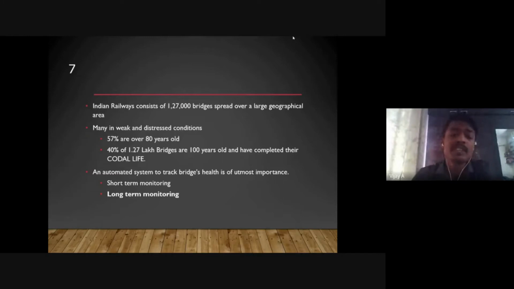For example, 57% of bridges are over 80 years old, and 40% of bridges are almost 100 years old and have completed their codal life. So normally the codal life will be designed considering 99 years, right? So these are the statistical data that you require, so you can understand. So the maintenance of structures.